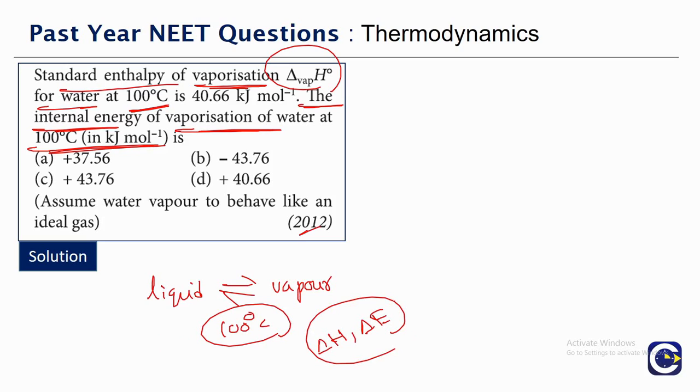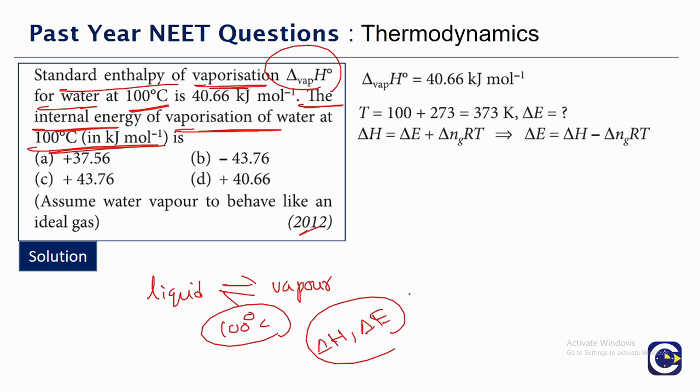Delta H is, for any chemical reaction or any process, the enthalpy change. Delta E is the change in the internal energy. For the particular process, we have to look at the relation between them. Delta H is 40.66 kilojoule per mole, and the temperature given to us is 100 degree centigrade, the boiling temperature. We have to change it to kelvin: 100 plus 273 comes to 373. From this we are looking to find the value of delta E.